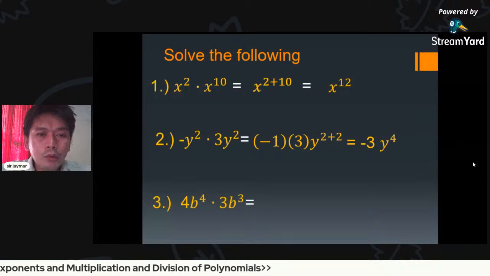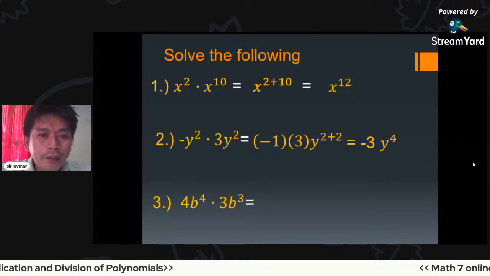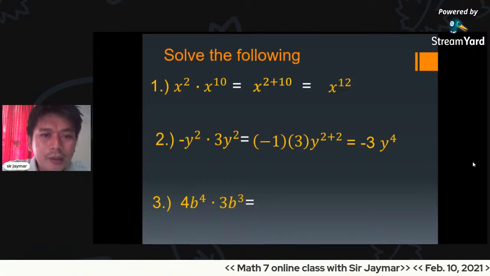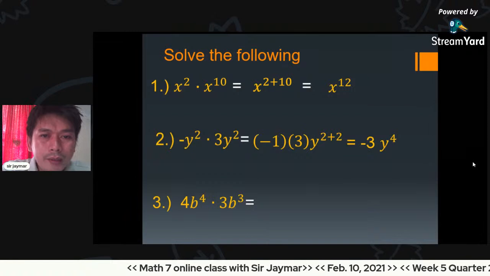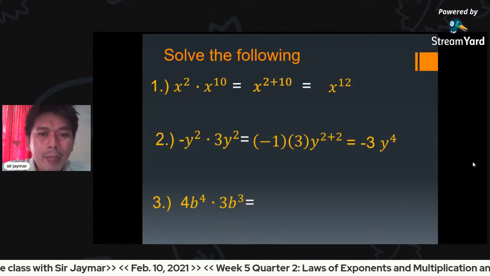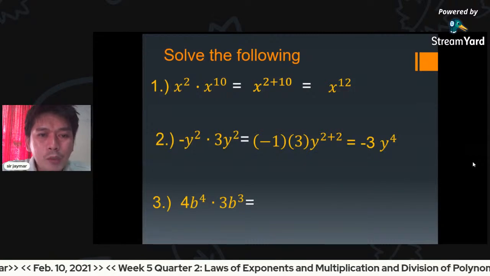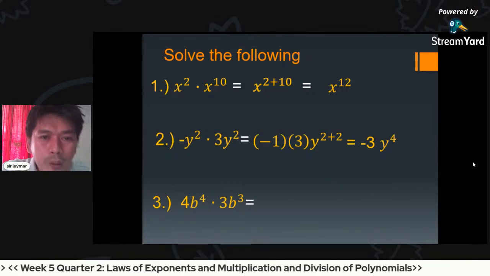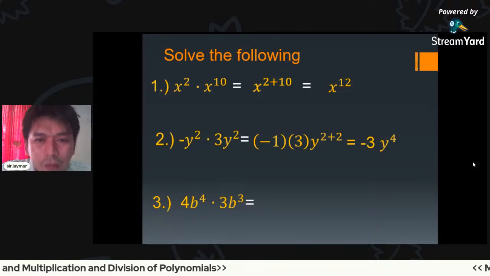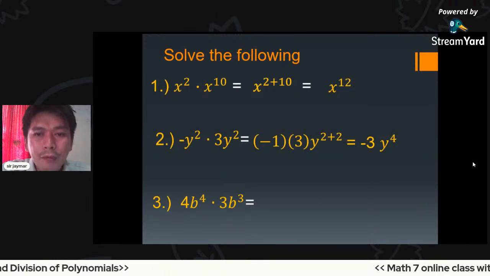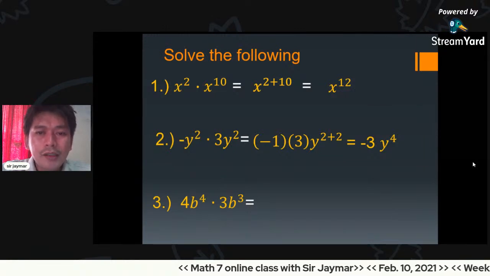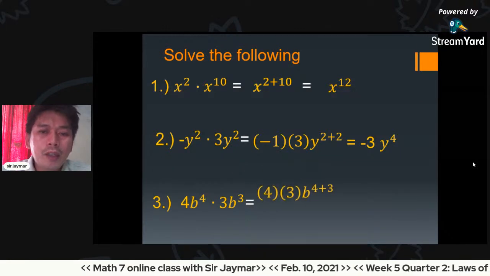Again, in number 2, if negative y squared doesn't have a numerical coefficient, if you cannot see the number, it represents negative 1. You multiply the numerical coefficients: negative 1 times 3. Then negative y squared has an exponent of 2, and 3y squared has an exponent of 2 also. You add the exponents: 2 plus 2 becomes 4. So negative 1 times 3 becomes negative 3y raised to 4. Negative 3 times y raised to 4.